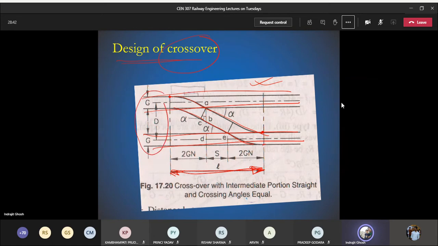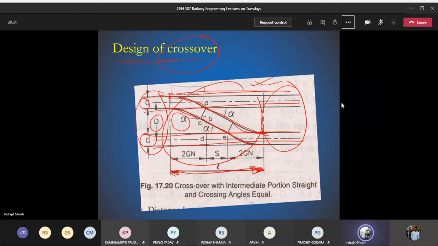Here we have normal track, and within what distance we need to lay the crossover, that we need to know. For this first example, we have a curved portion initially and a curved portion at the end, but a straight portion in the middle. Alpha is basically the crossing angle. D is the center to center distance between the two tracks. Here the two tracks are parallel, so this is designated as D, the center to center distance. G is basically the gauge, all of you know.